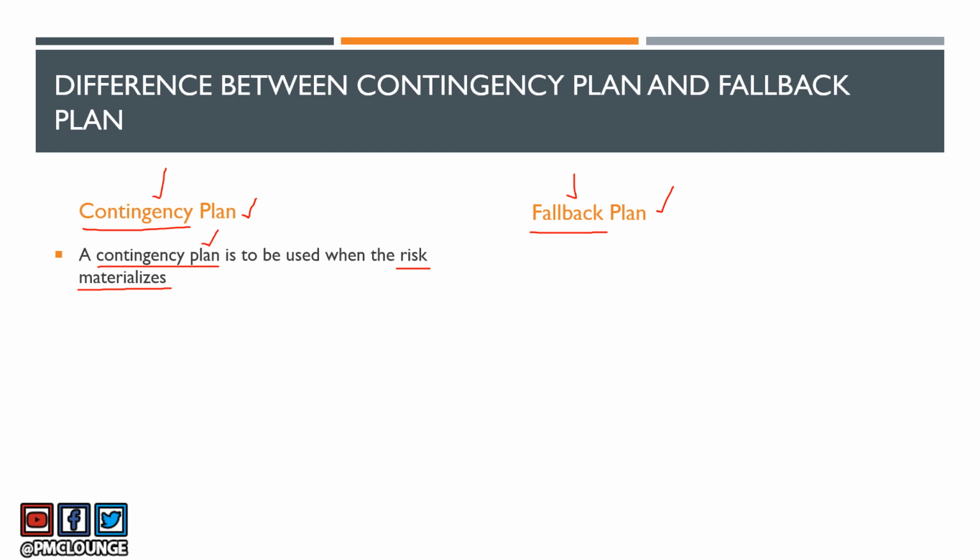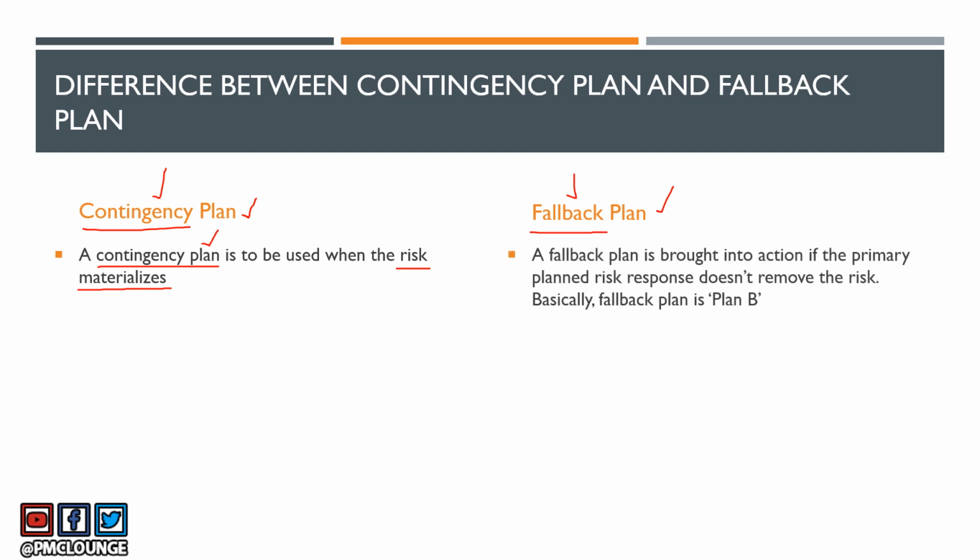But let's say in the unfortunate event where you did deploy the contingency plan, but it failed, or it backfired, or it didn't remove the risk. So what you're going to do next is you're going to follow the fallback plan. This is your plan B. So this is the plan that you deploy when your primary planned risk response fails.